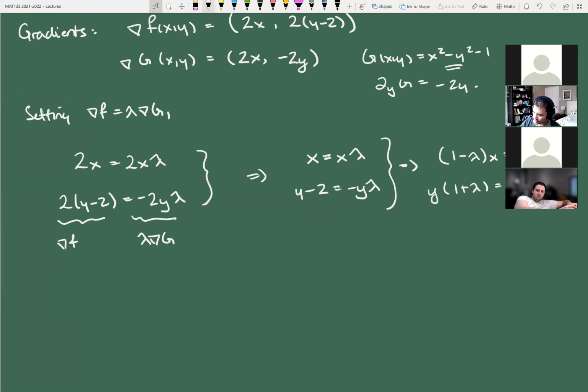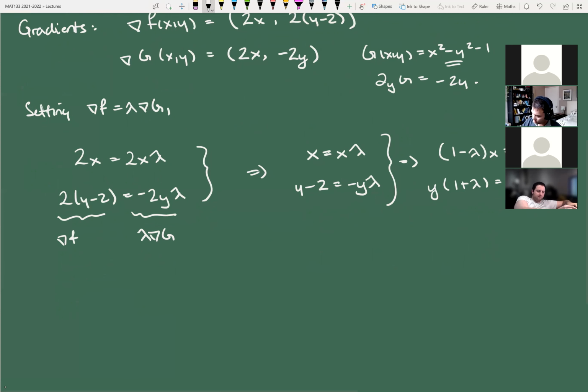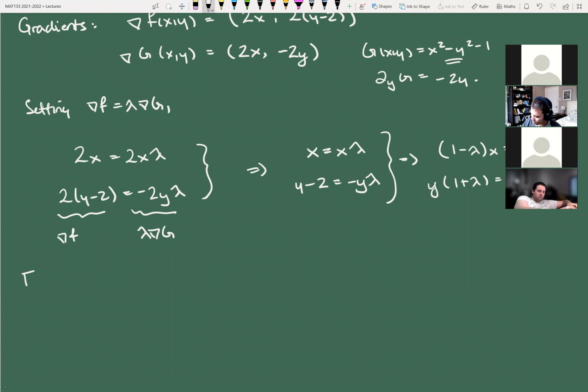Okay, so we've got two cases. Now let's do the x equals 0 case first. From equation 1, either x equals 0 or lambda equals 1. So let's do the x equals 0 case.